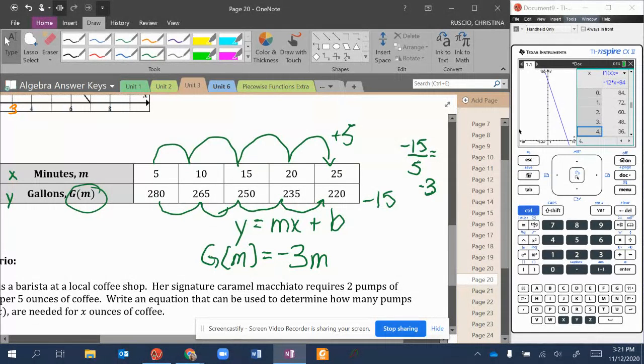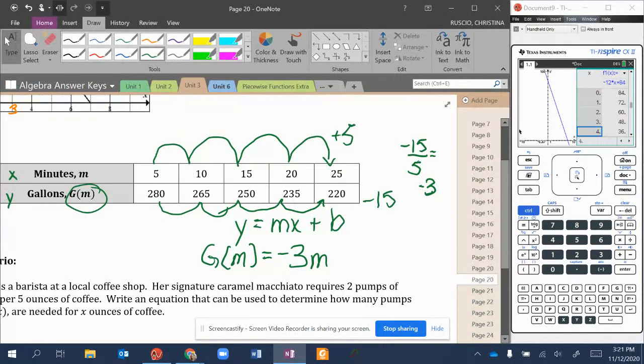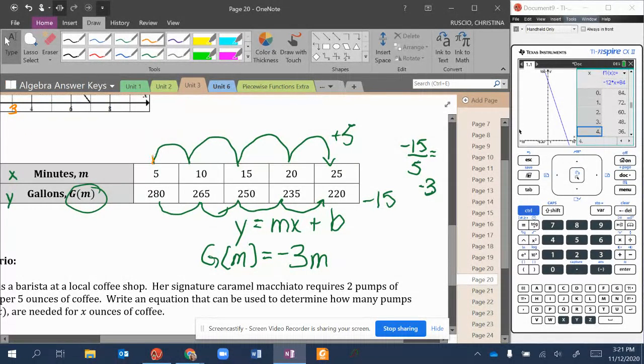But bummer, the y-intercept isn't in the table. But it's easy to find if we just use our pattern. So if I go back 5, don't I get the 0? Isn't that my y-intercept, when x is 0, or in this case, m? So if I go back 5 that way, if this was subtracting 15 going to the right, I can add 15 going to the left, which would get me 295. So my y-intercept is a positive 295.